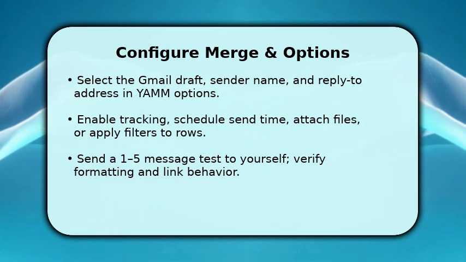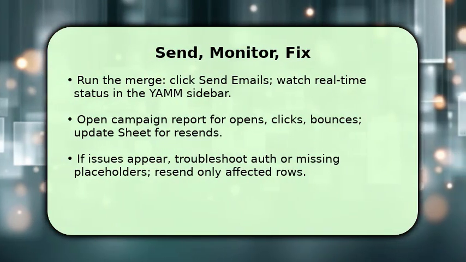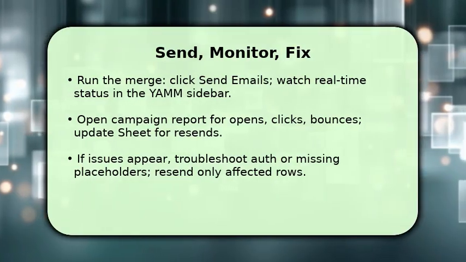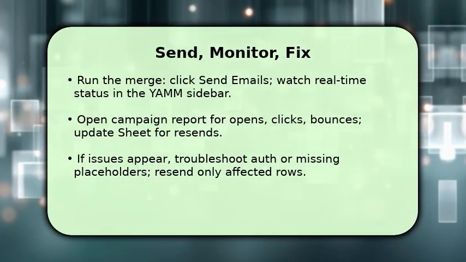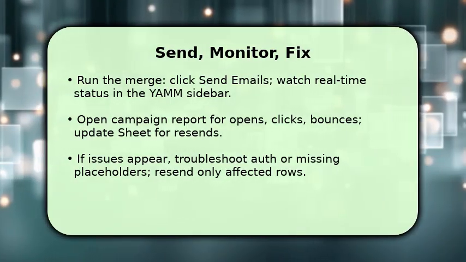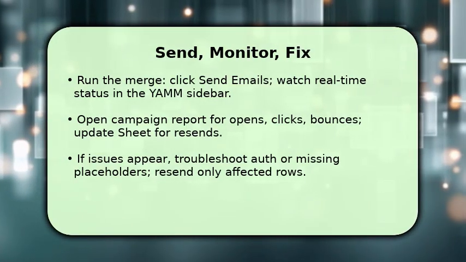Click Send Emails to start the merge and watch the Yamm sidebar for progress and status per row. Once sent, open the Yamm report to review opens, clicks, bounces, and unsubscribes. Use that data to update your Google Sheet so you can resend or follow up.